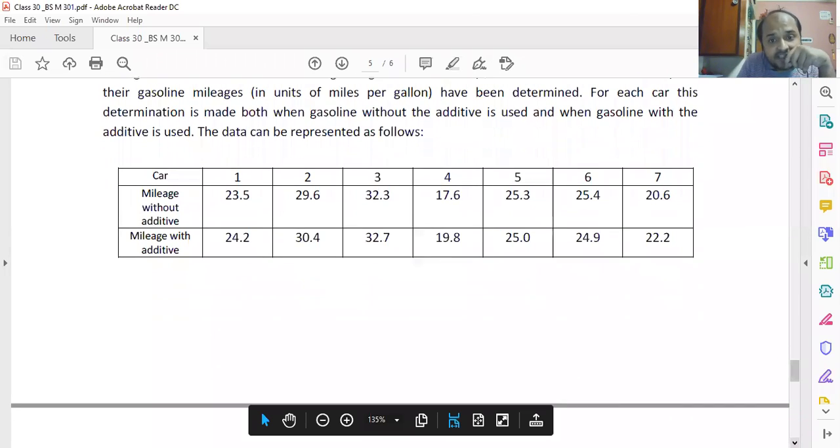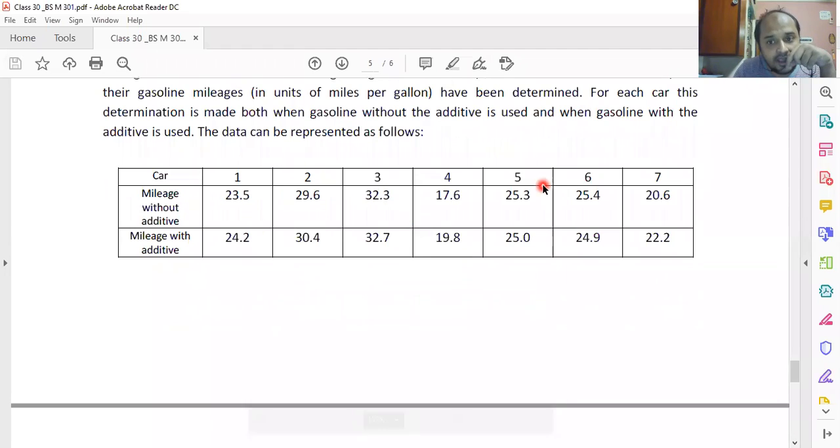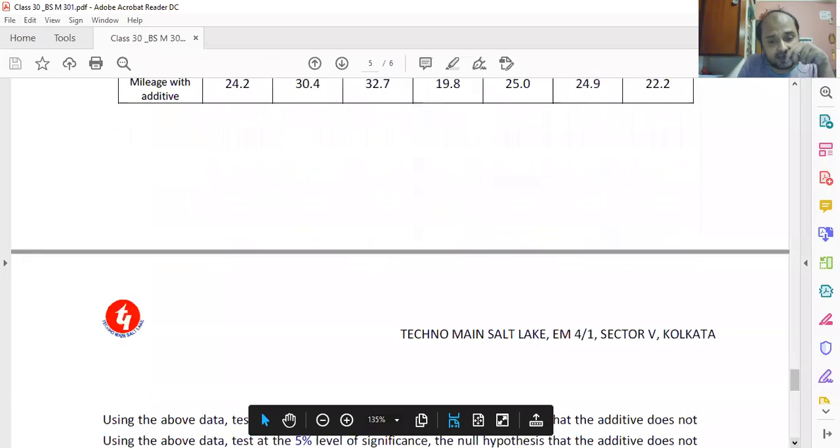So if such a thing is happening, what is the basis that the two samples have been drawn from the same population? The sample size remains the same. How to test the hypothesis that these 7 cars, the number of cars being 7, are the same? You are asking whether you have selected the sample from two different populations, or whether you are doing this kind of experimentation on a sample drawn from the same population. That can be tested by using the paired t-test.